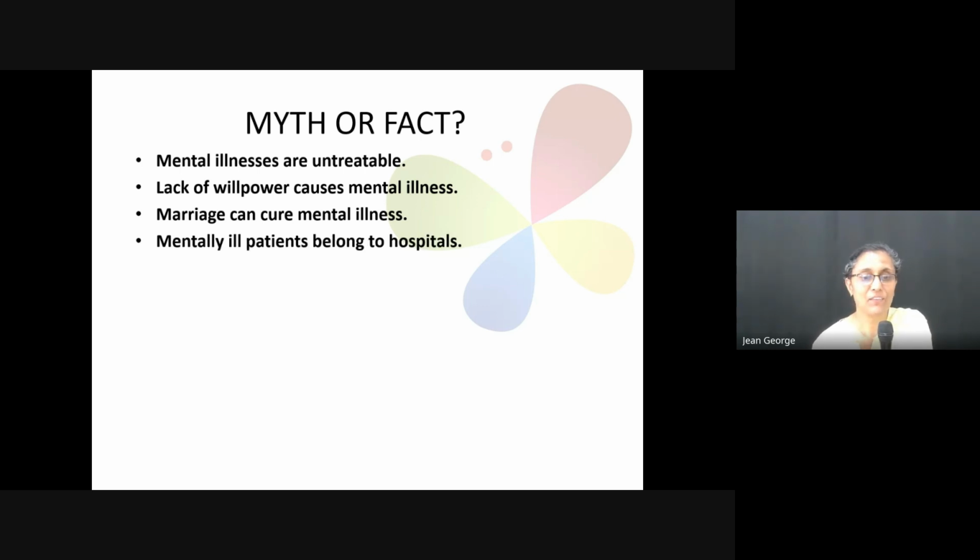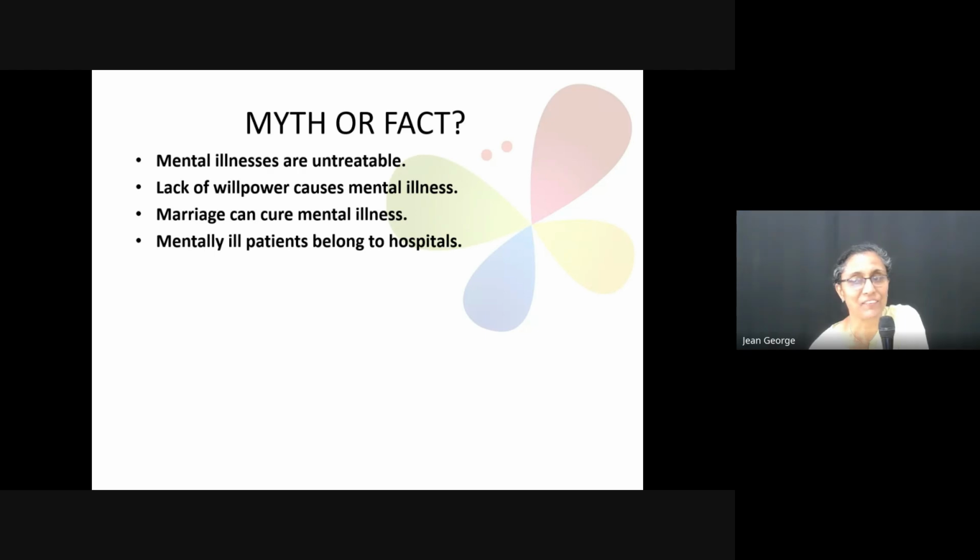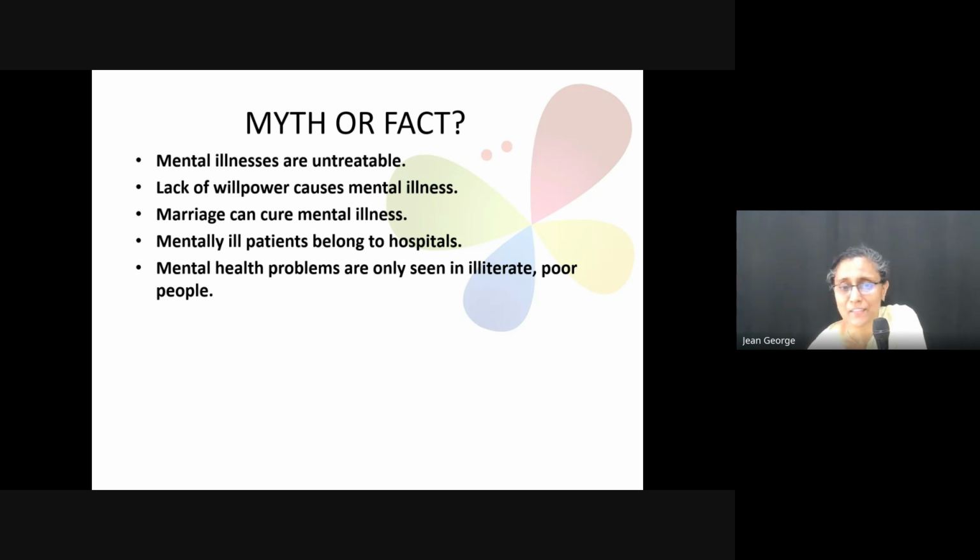Okay, all right. Mentally ill patients belong to the hospitals. Not always. Okay, that's true. They may need to be treated for a while, depending again on what the condition is, but they can even be maintained at home very well. It's a myth. Yes. They may need to go to a hospital, but they don't belong there.